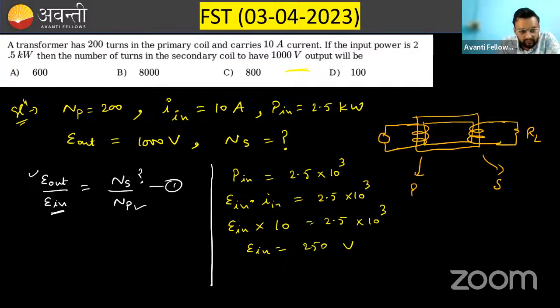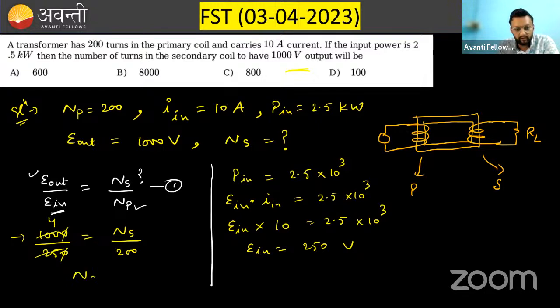Now put the value. E out is 1000, E in is 250, equal to number of turns in secondary divided by number of turns in primary, which is 200. It will be 4. 200 into 4 is 800. So the number of turns in secondary is 800.